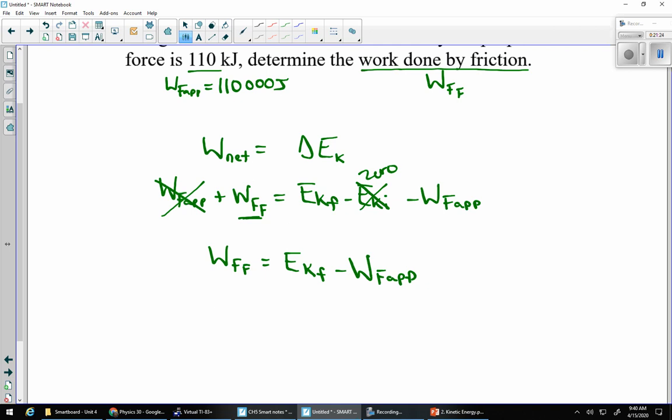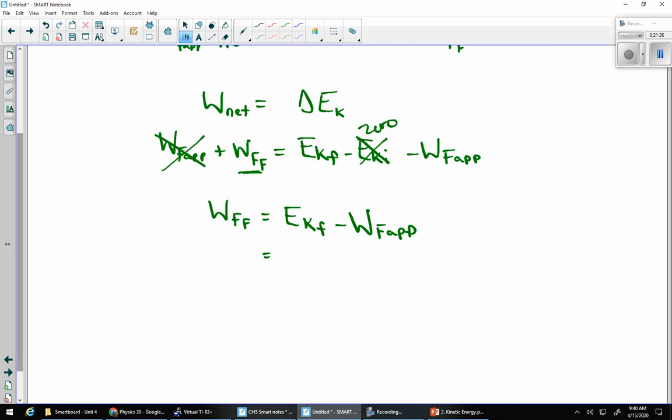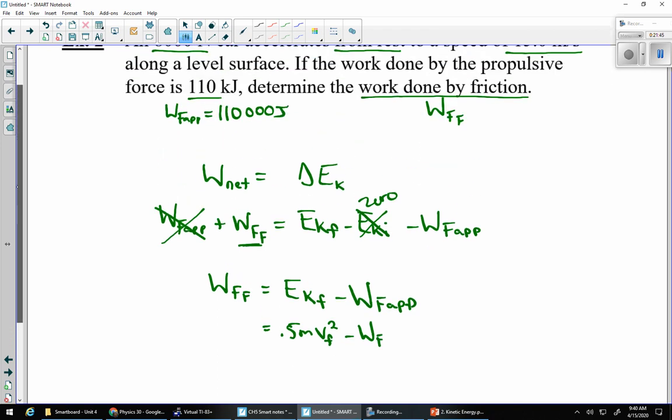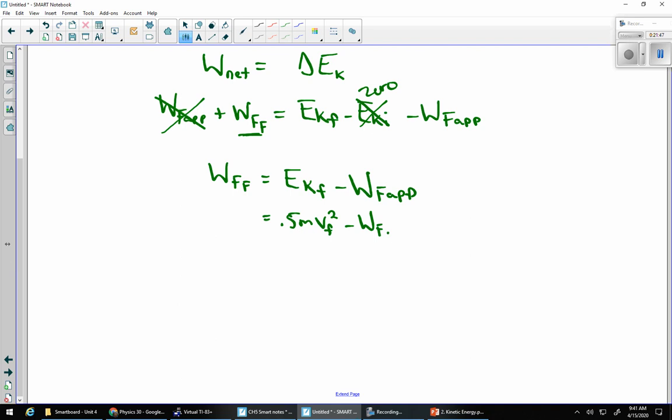I think we're almost there. We might run into a bit of a roadblock here. I bet you some of you probably already figured out what that roadblock is. But EKF, that's 0.5 times the mass times the final speed squared, minus the work done by the applied force, which the question just tells us, right? I better double check that. Yeah, the question just tells us, so we can go ahead and just rewrite that one. Okay, cool. We're ready to plug in numbers.